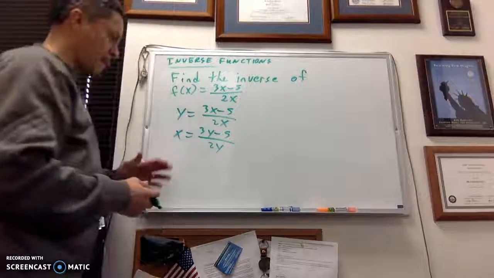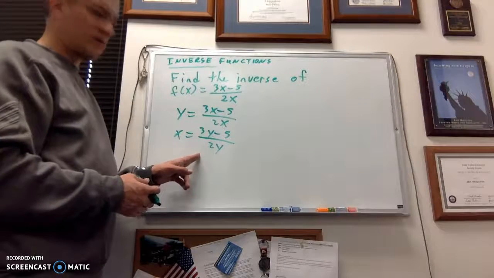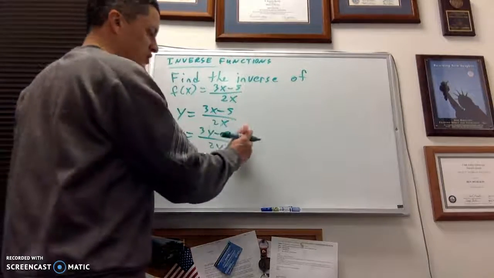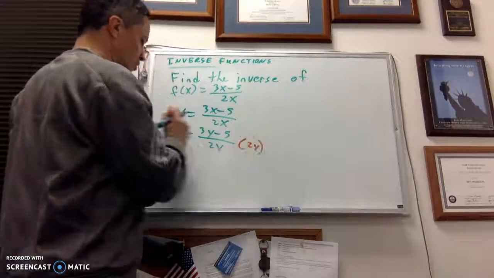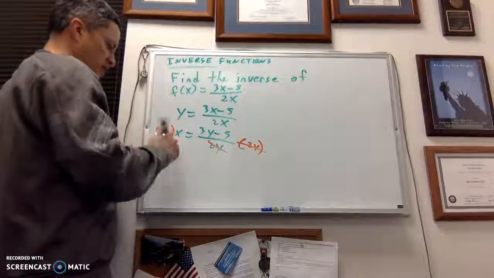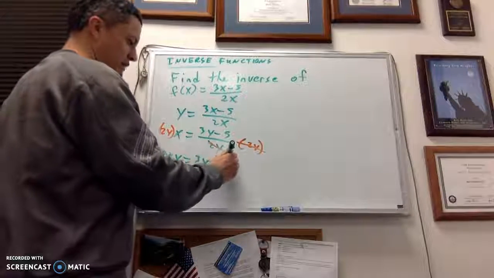Alright, so I got a fraction. How do you deal with fractions? Get rid of them. So I'm going to multiply both sides by the least common denominator, which in this case is 2y. So that'll give us 2xy equaling 3y minus 5.